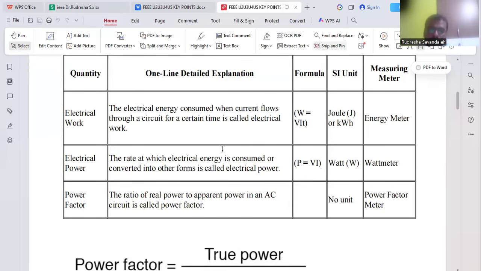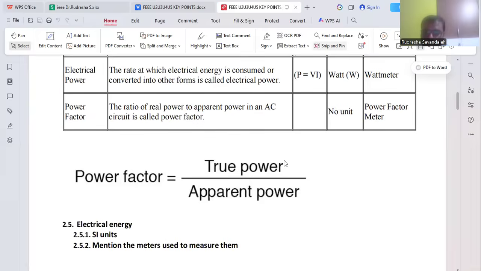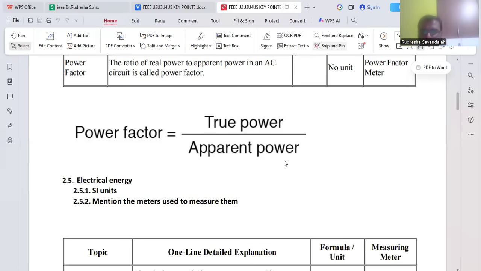Electrical power factor: the ratio of real power to apparent power in an AC circuit is called power factor. Power factor equals true power divided by apparent power. This is measured using a power factor meter.